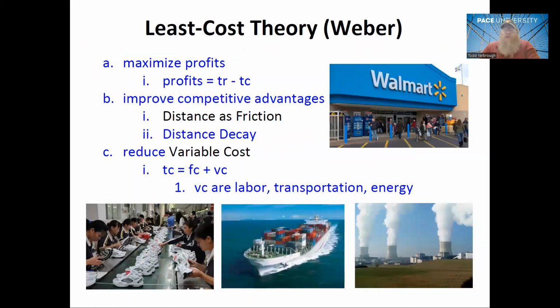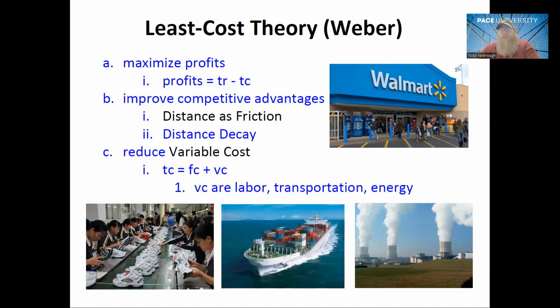So the general setup to Weber's least cost theory is generally a neoclassical economic model. So the assumptions are very similar to what you would see in a neoclassical setup. Firms are assumed to be profit maximizers, where profits are just total revenues minus total cost. The goal of businesses is to improve competitive advantages. They want to increase market share.